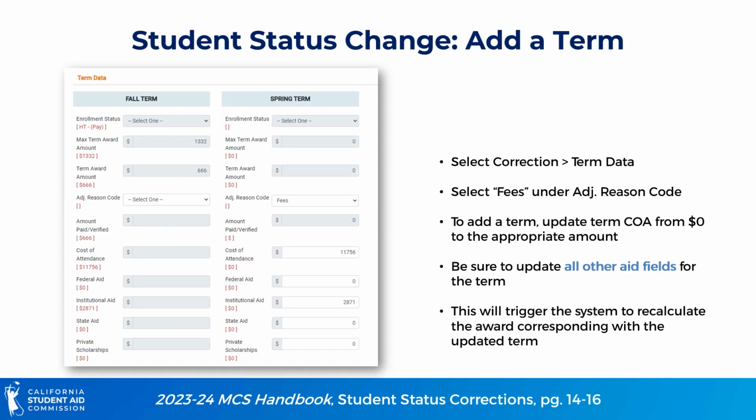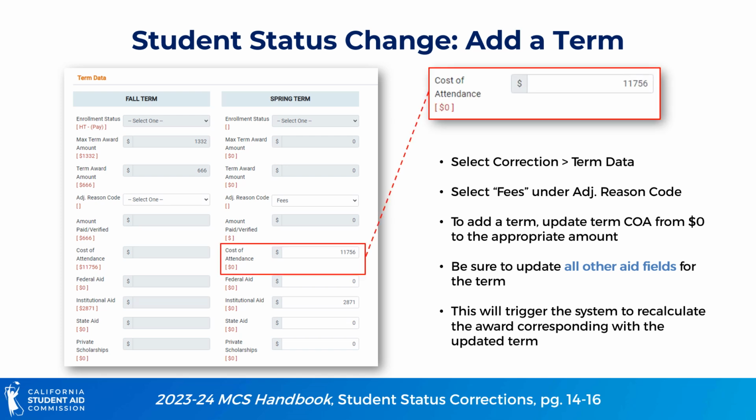Here is an example of how to award a new term for a fall-only student who is continuing their enrollment in the spring. Submit a term level correction to the cost of attendance from $0 to the corresponding dollar amount for spring cost of attendance. Be sure to also update other aid fields accordingly. This will trigger the system to reevaluate the MCS award and update their status.